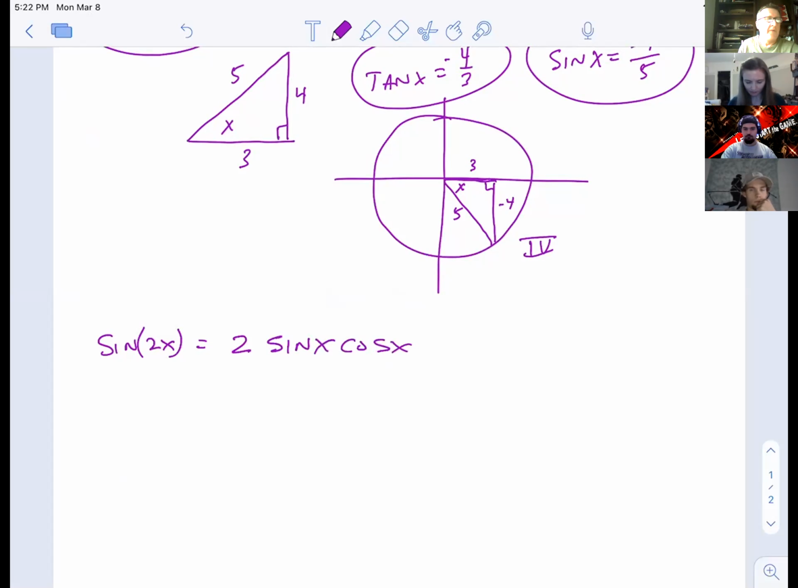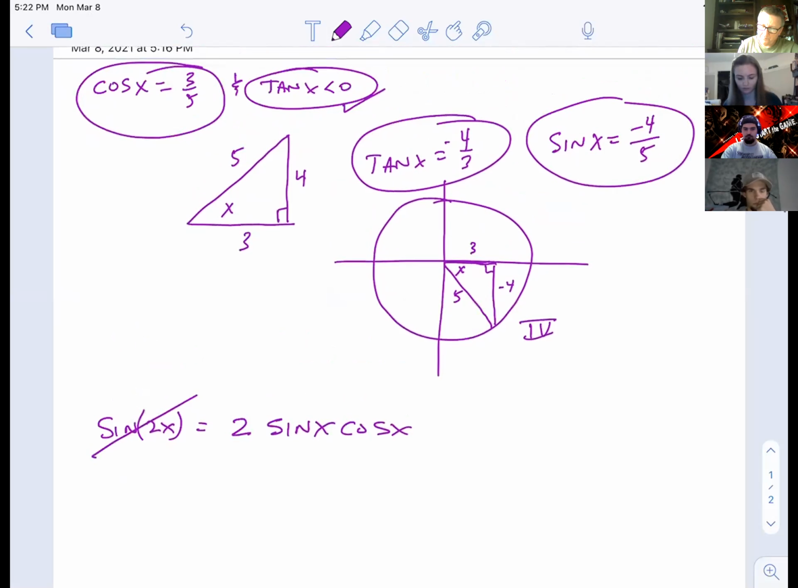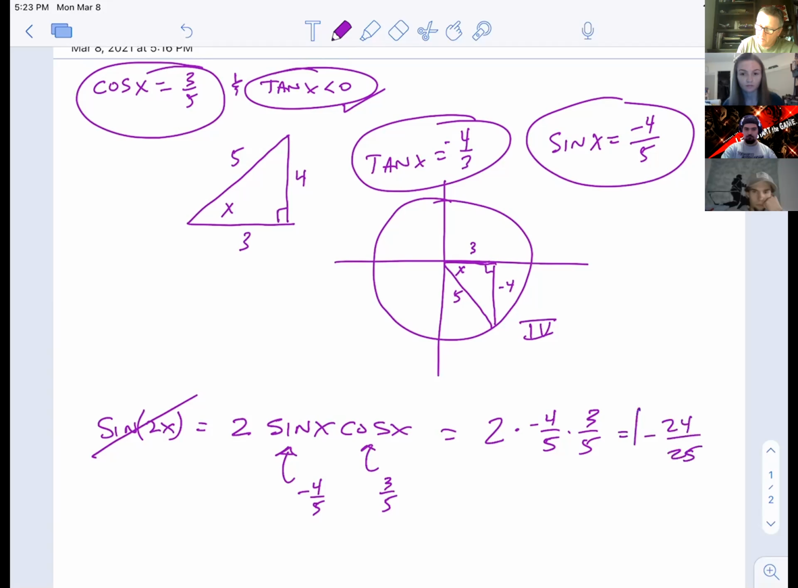That's really cool because I can't do this, because I don't know what the angle is and I don't know what double it is, but I do know this version. Didn't we just decide above that the sine of x was negative 4/5, and weren't we given that the cosine of x was 3/5? So this is just 2 times negative 4/5 times 3/5. If I multiply that out, I get negative 24 over 25, I think.